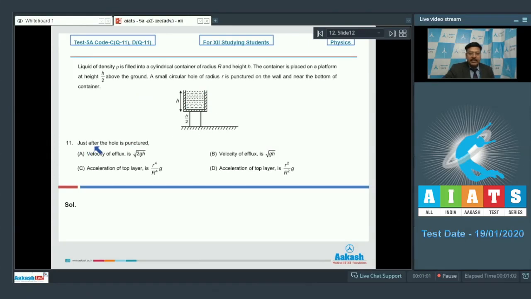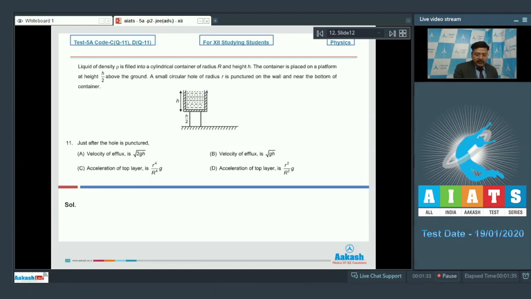Question 11 says, just after the hole is punctured, velocity of efflux is this much, velocity of efflux is this much, acceleration of top layer is this much, and acceleration of top layer is this much. Okay, so the options are about the velocity of efflux and acceleration of top layer.